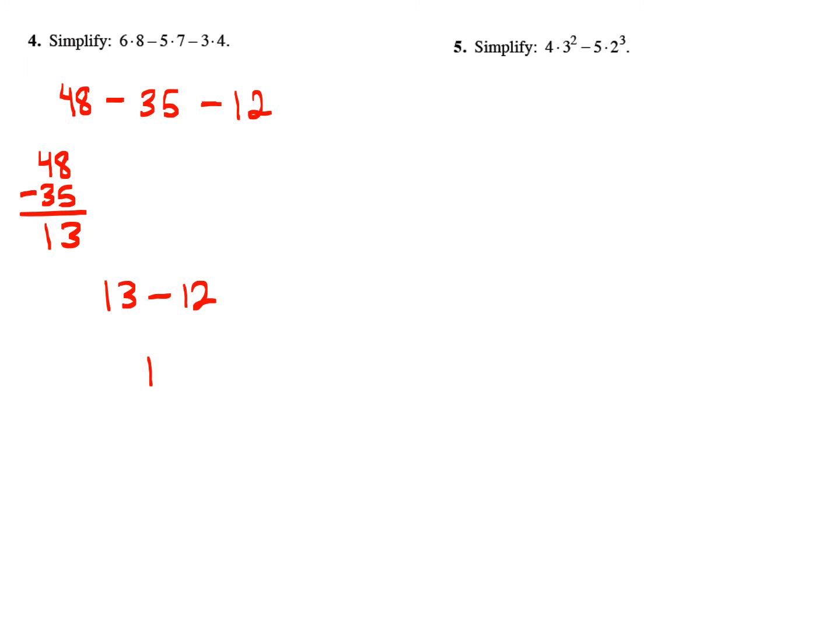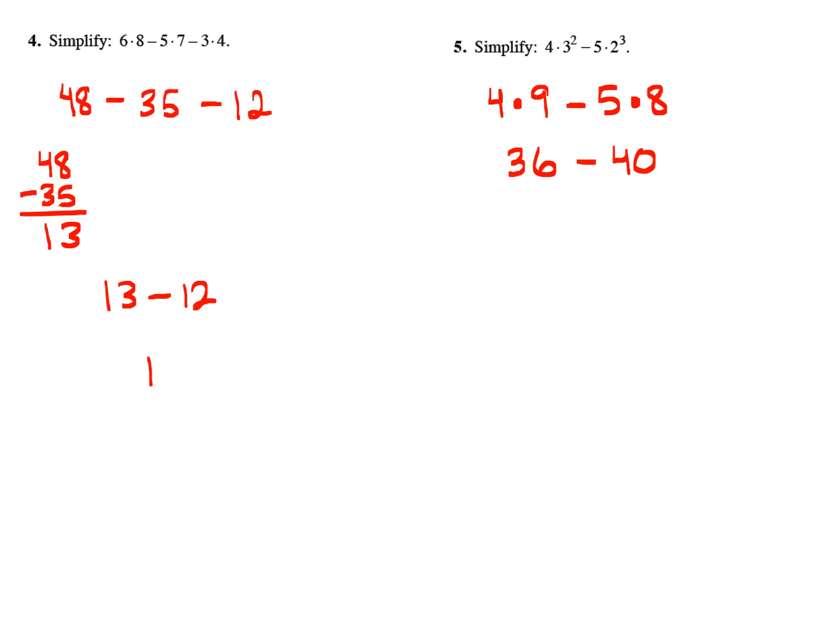All right, number 5, no parentheses, but I do have exponents. Exponents are separate from each other. So let's keep the 4 as is, but 3 times 3 is 9. Keep the 5 and 2 times 2 times 2. So 2 times 2 is 4. Times 2 again, or doubling that, gives you an 8. Now we're back to where we were with number 4. We've got 2 multiplications separate from each other. That's going to be 36 and 40.